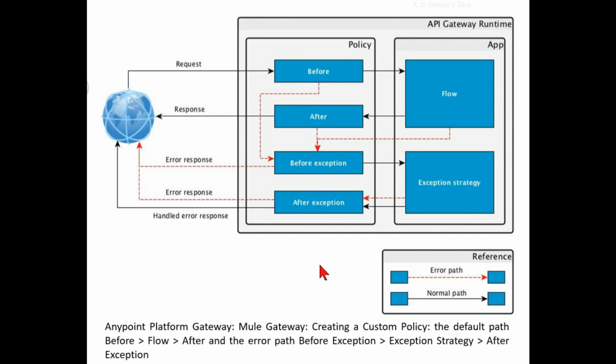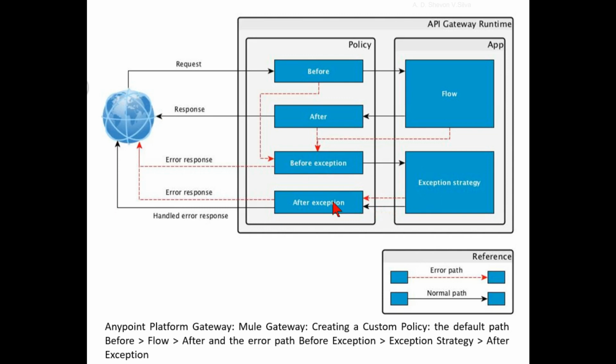Here you can see the default path: before, flow, after, and the error path: before exception strategy, and after exception.